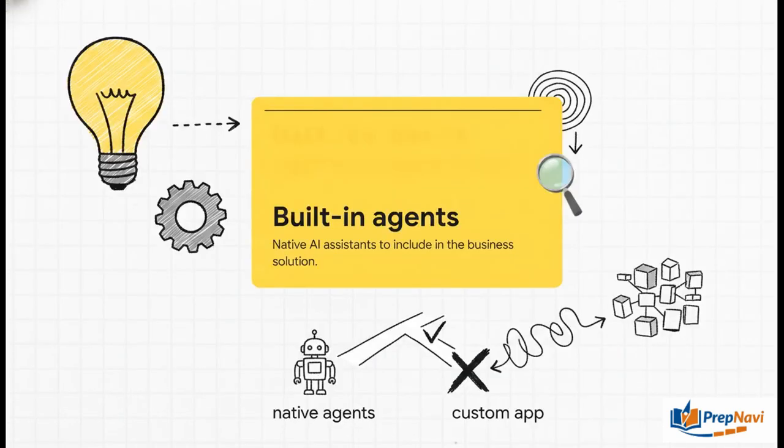Now, before we even think about building custom front ends, there's a huge architectural choice to make. The guide explicitly calls out evaluating built-in agents. A really common exam pitfall is jumping straight into designing a complex, custom app when a native, built-in AI assistant might actually fulfill the requirement perfectly. Always ask yourself, can a built-in agent just do this first?